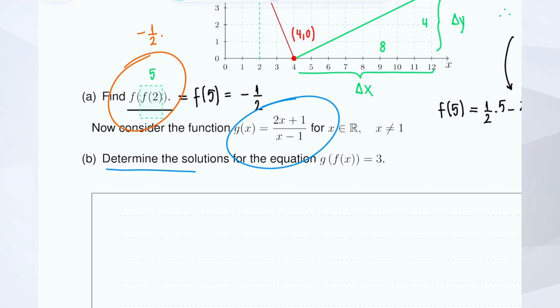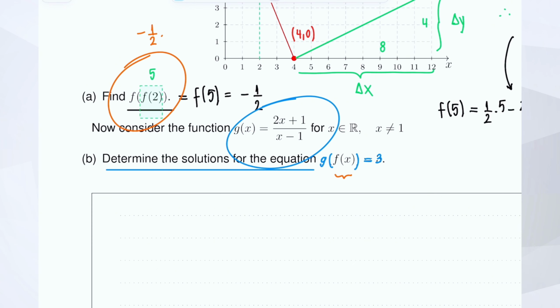Now we have another function that we need to consider. g of x is equal to (2x plus 1) over (x minus 1). And if we're trying to find the solutions for the equation g of f of x equal to 3, remember that the last thing that is done in this process is to evaluate g of something. And this something, of course, is f of x at some particular point. But we know the result for it. The result is 3.